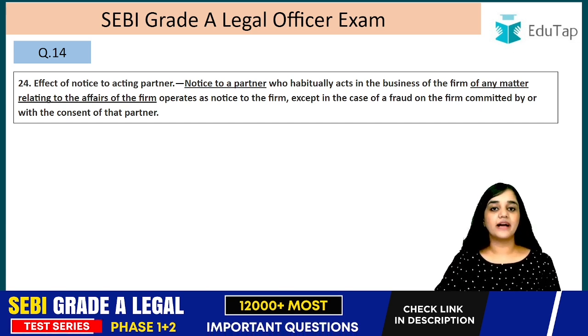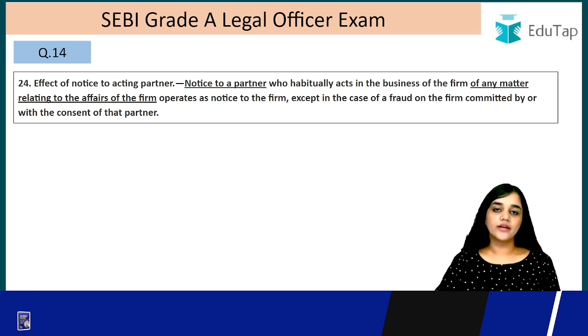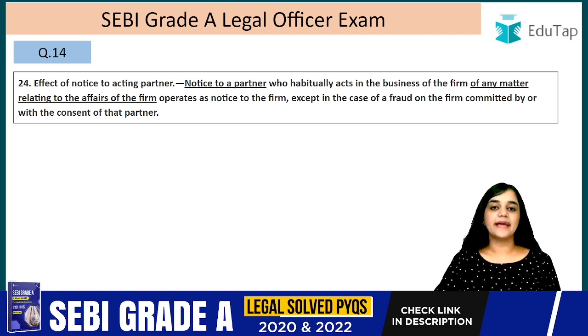This is not going to be a valid notice, because here B has committed fraud. B is defrauding the firm, right? So X is also defrauding. Because of the fraud committed by X and B, it is not going to be a valid notice.